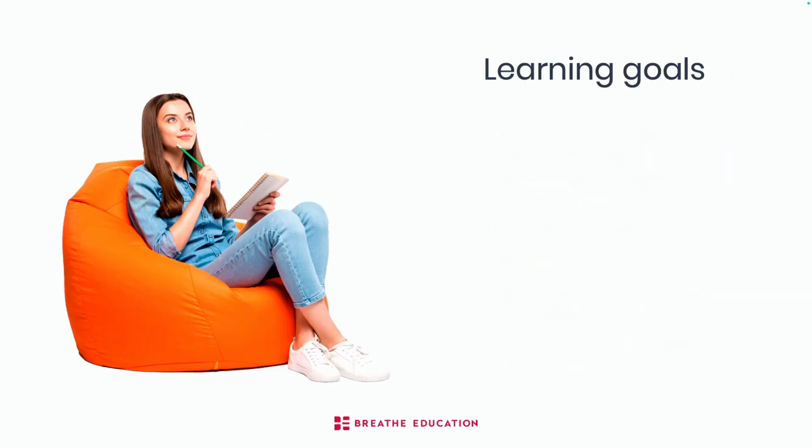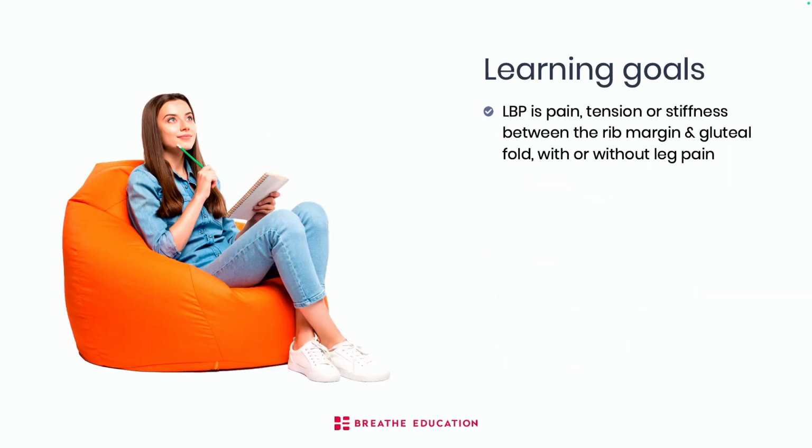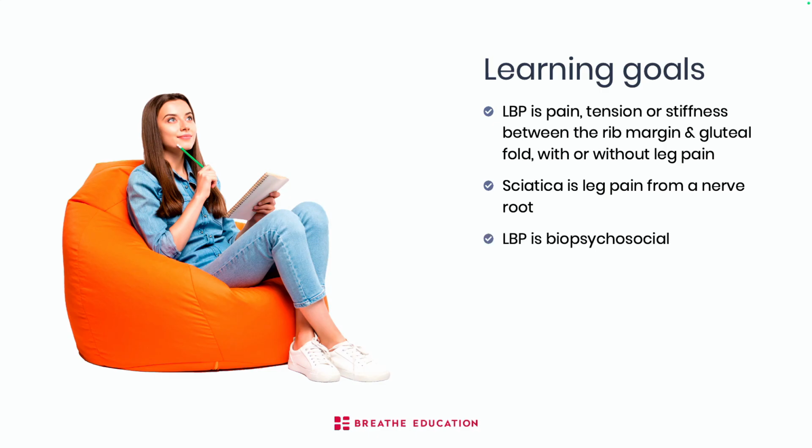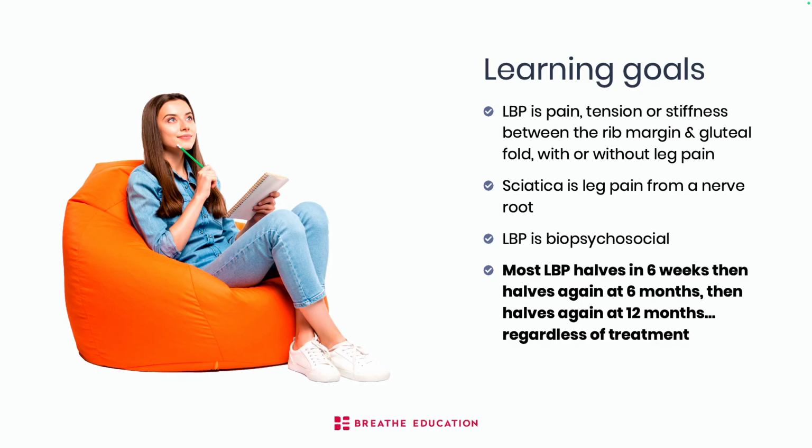Okay, great. All right, so we saw that low back pain is pain, tension or stiffness between the rib margins and the gluteal fold with or without leg pain. That sciatica is leg pain from a nerve root, which is also low back pain. That low back pain is biopsychosocial, and that we're going to see now that most low back pain halves in 6 weeks, then halves again at 6 months, and then halves again at 12 months, regardless of treatment.